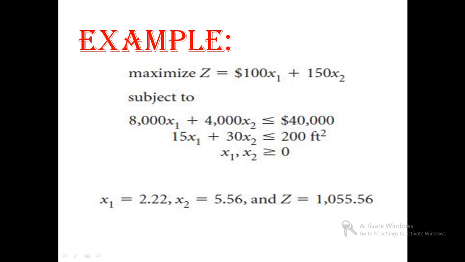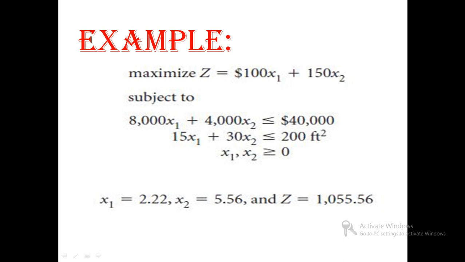and the corresponding value of the objective function is 1055.56. But if we put an integer restriction on both variables x1 and x2, then obviously the solution will be different from 1055. So we put the integer restriction and use the branch and bound method to solve this problem. Right now, without integer restriction, we have the solution of this problem.